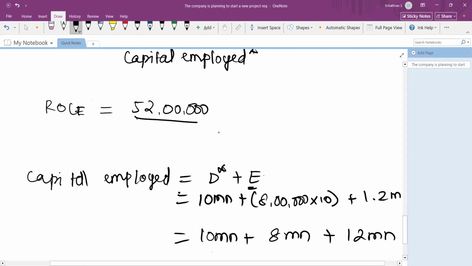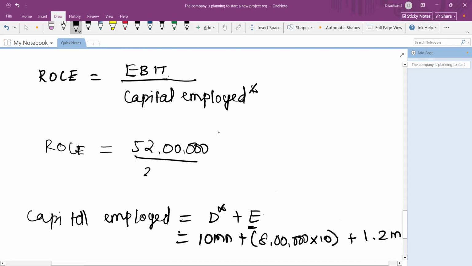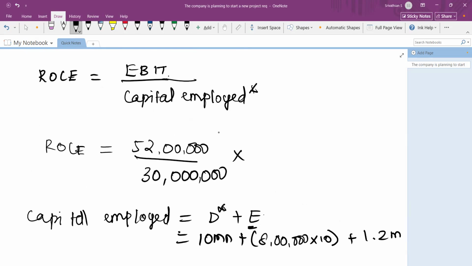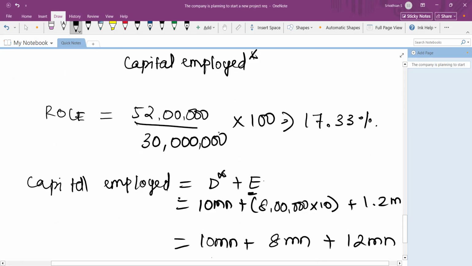Now just apply the numbers over here. Capital employed is 30 million. So what is the existing return on capital employed? We get somewhere around 17.33 percent. This is the existing return on capital employed before employing this additional capital of 40 lakh rupees. Now the company is putting in additional capital of 40 lakh rupees, right?